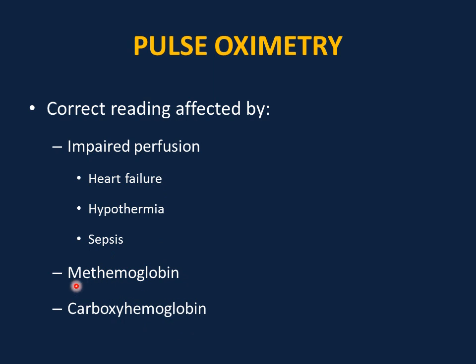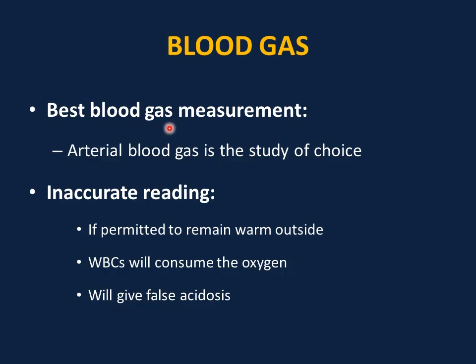So if you suspect any patient with methemoglobinemia or carbon monoxide poisoning, do not use pulse oximetry for assessment because it can be normal and does not reflect the patient condition. So the best way to assess these two conditions, methemoglobinemia and carbon monoxide poisoning, is arterial blood gas, not pulse oximetry. If you would like to measure the oxygen status or the metabolic status of any patient, the best blood gas to order is arterial blood gas, not capillary, not venous.